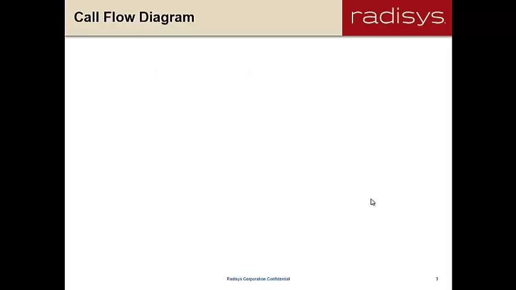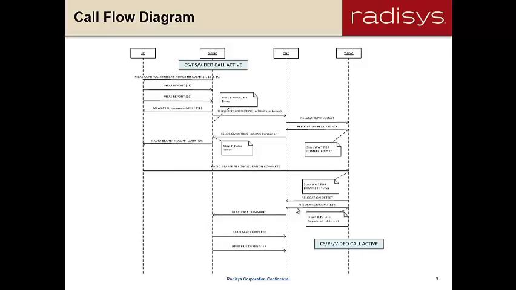Let's have a look at call flow for intrafrequency handover. The handover call flow can be mainly divided into two parts. First is measurement procedure and then relocation procedure. Measurement procedure involves measurement control message which is sent from source HNB to the UE and measurement report message which is sent from UE to the source HNB.